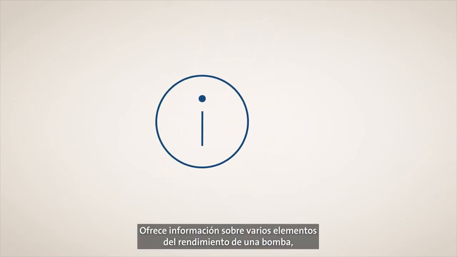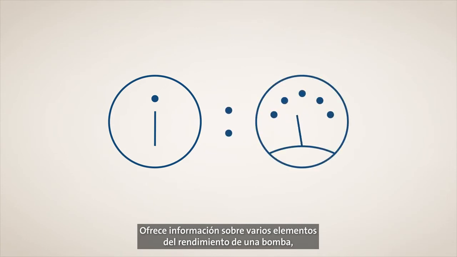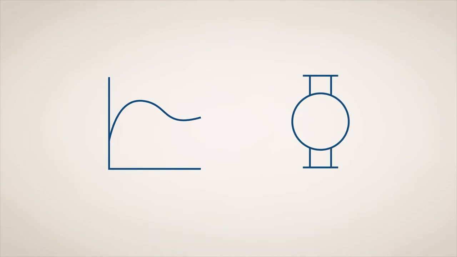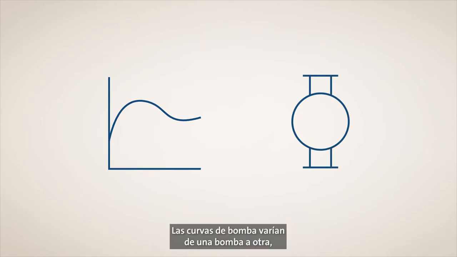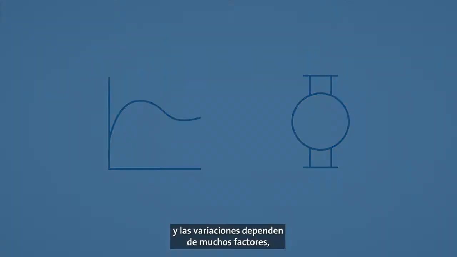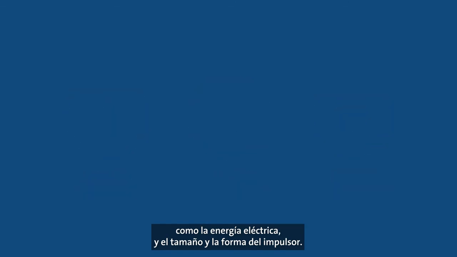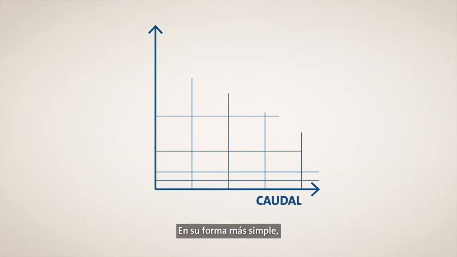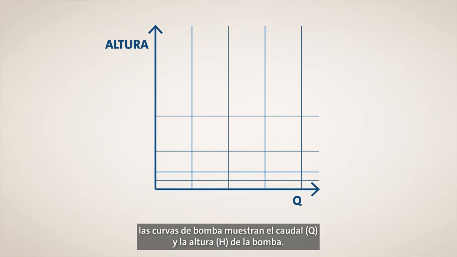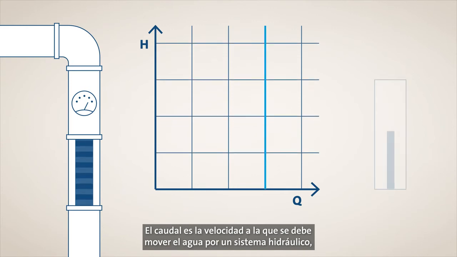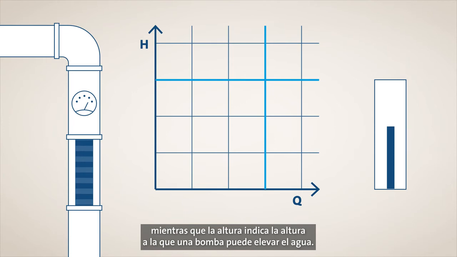It provides you with information of several elements of a pump's performance, helping you identify and select the right pump for your needs. Pump curves vary from pump to pump, and the variations depend on many factors, including the electrical power as well as the size and shape of the impeller. In its simplest form, pump curves show the flow, Q, and head, H, of the pump. Flow is the rate at which water must be moved throughout a hydraulic system, while head denotes the height at which the pump can raise water up.